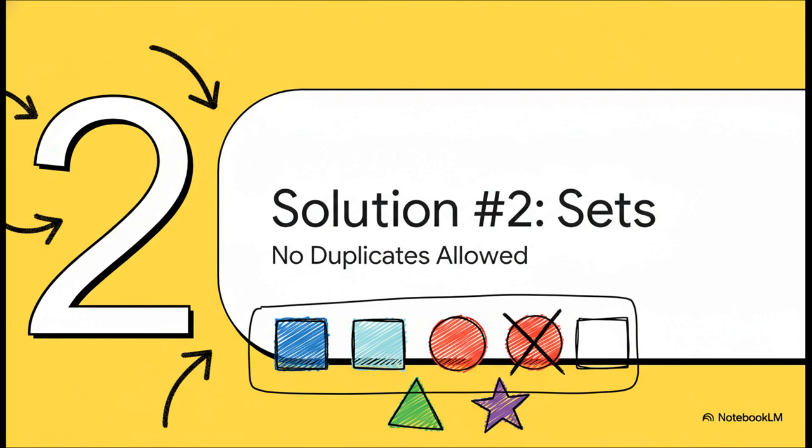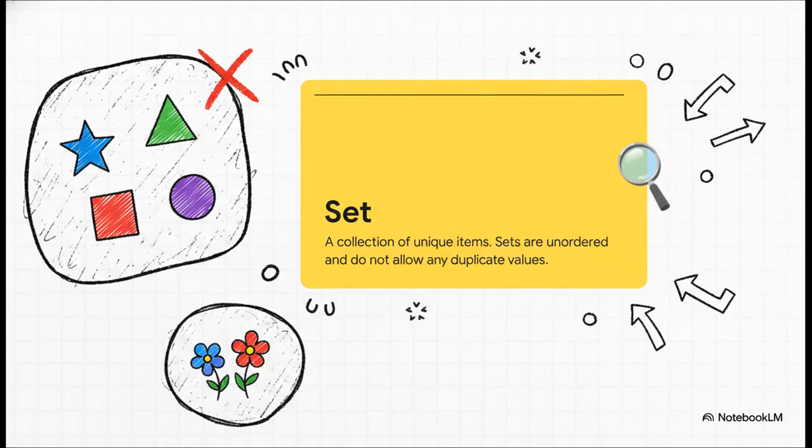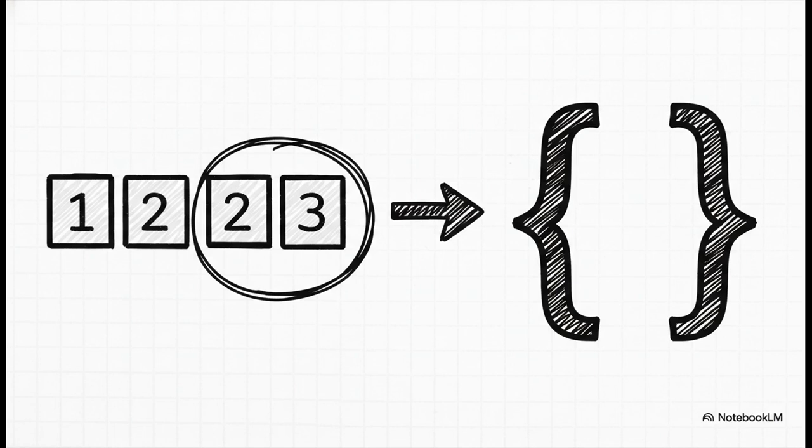For that, we turn to our second special box, the set. A set is a collection with one simple but really powerful rule. Every single item inside has to be unique. No exceptions. No clones allowed. And there's another key thing here too. The items are totally unordered. Unlike a list or a tuple, a set really doesn't care about the position of its items. Let's see this in action, because it's actually pretty cool.